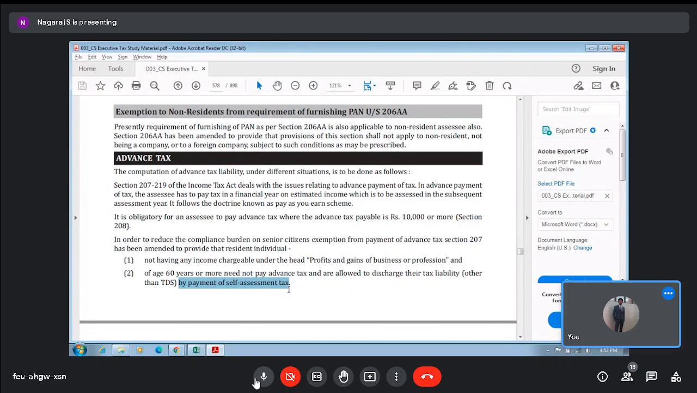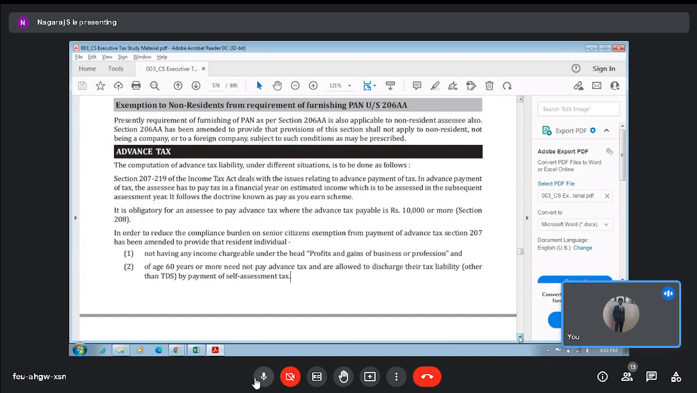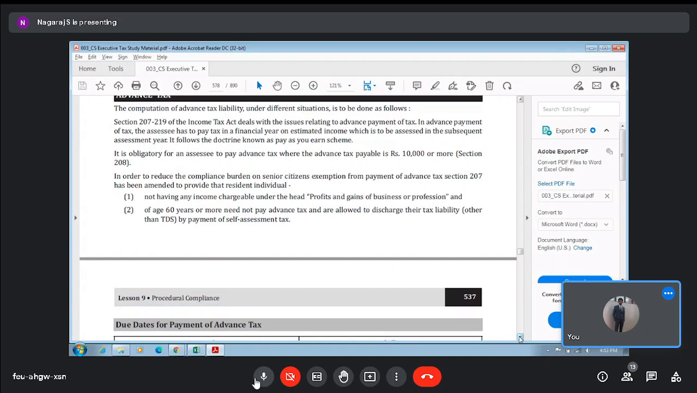So how can self-assessment happen? If he is not having any kind of business income, then you are having 5 heads of income. Business income is 1 head. The other 4 heads are there, no? Yes, sir. Okay, got it, sir.